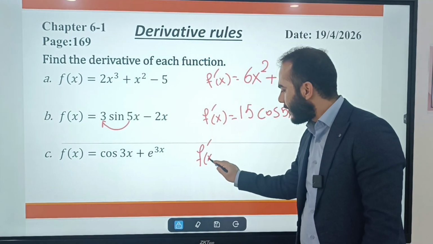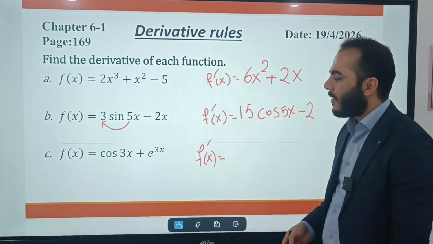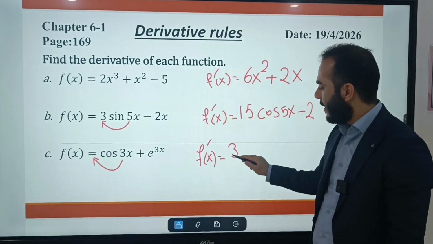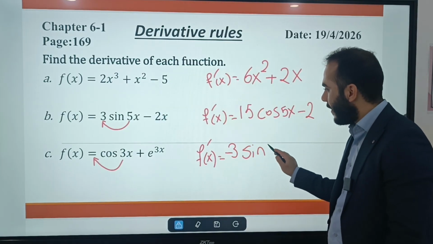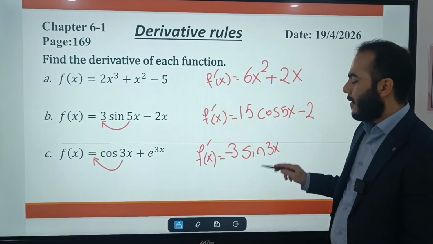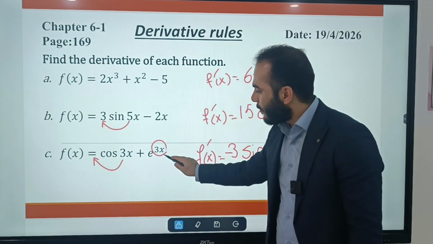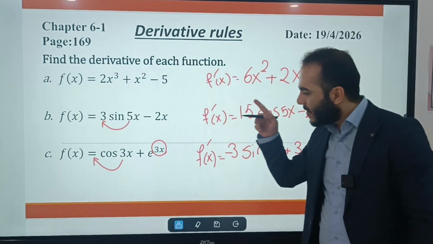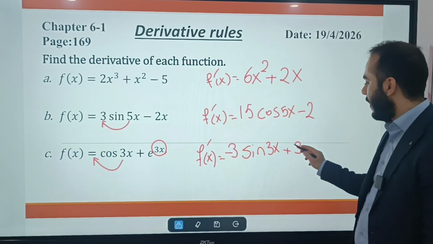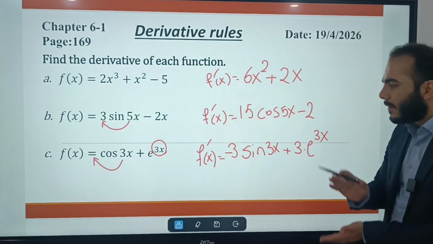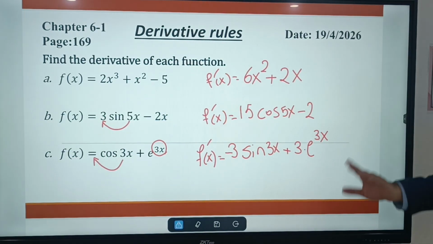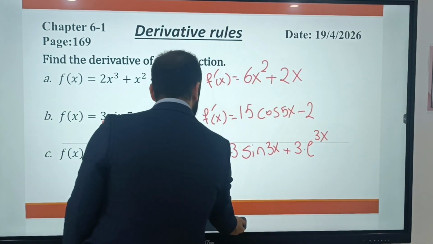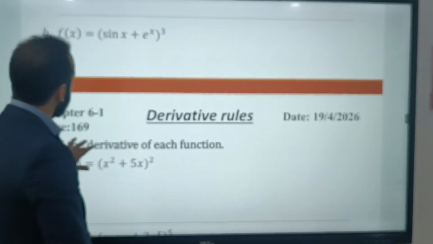F prime of x equals the derivative of cosine 3x. This 3 goes out, so it's going to become a coefficient 3. Derivative of cosine, negative sine 3x, plus, what is the power of the exponential function? 3x. Take the derivative of it, 3 times exactly the same function of e, so e powered by 3x. That's it. That's all about the derivative of exponential function, sine and polynomials. Let's just move to the next type of questions.